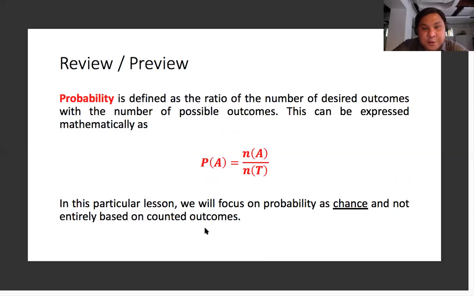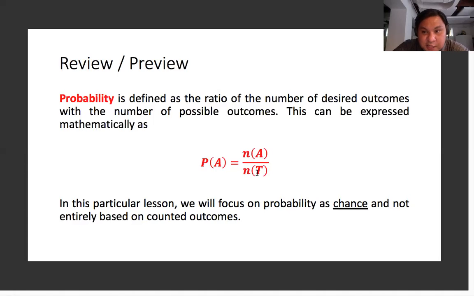Okay, so review or preview of the lesson. So probability is defined as the ratio of the number of desired outcomes with the total number of possible outcomes. So this can be expressed mathematically as the probability of A as the number of ways that A happens divided by the number of ways that everything can happen.